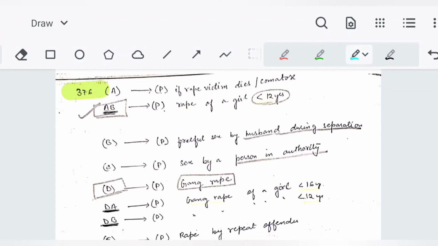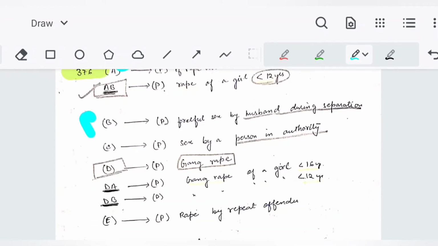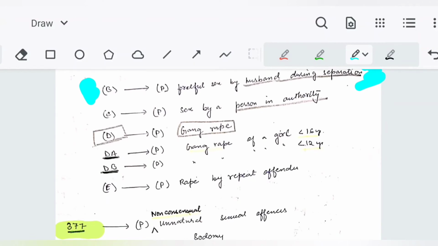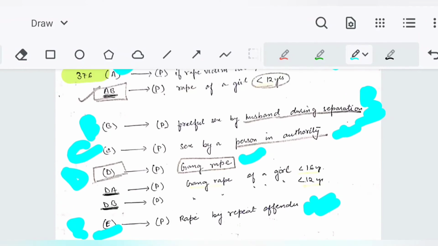Now some special situations also will be seen. See, A we saw, that is affected for life, right? B is for BV, that is with wife during separation. C was chairperson, that is in authority. D was Don with his gang, so gang rape. And E was expert in rape, that is repeated offenders.